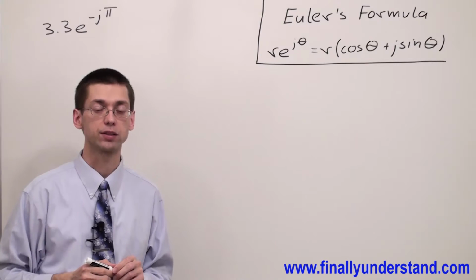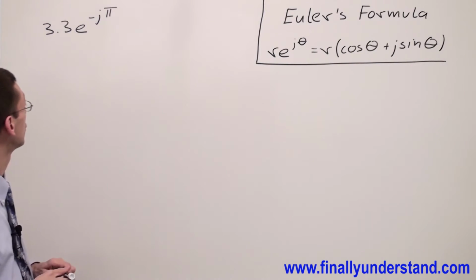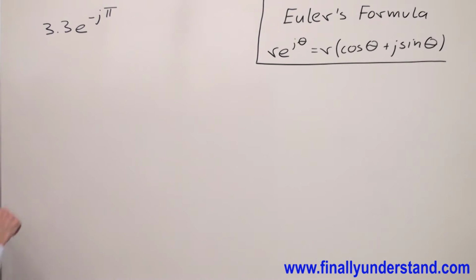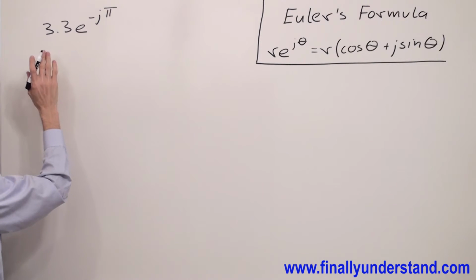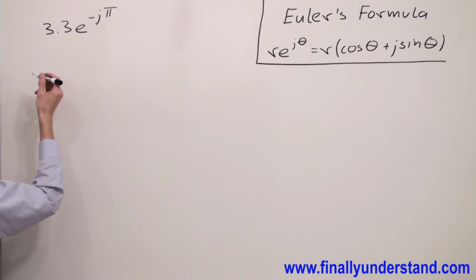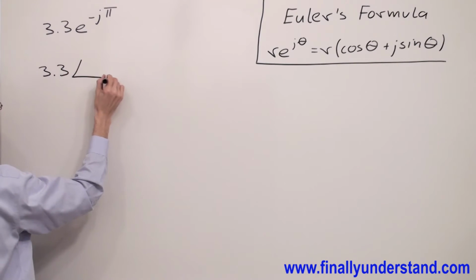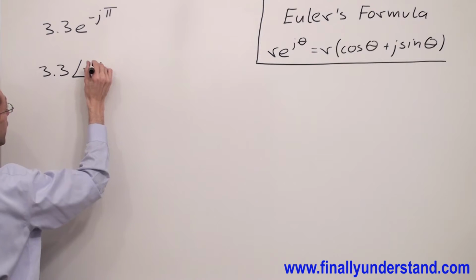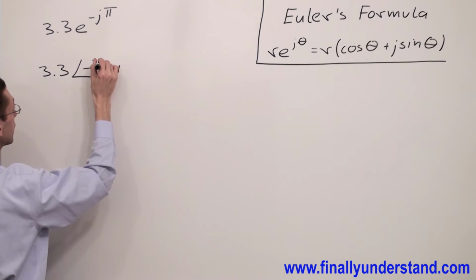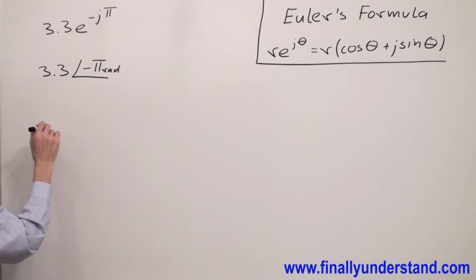Let's take a look at this example. We have another example of the complex number expressed in exponential form, and we're supposed to convert exponential form to polar form, trigonometric form, and rectangular form. 3.3 is the magnitude, so I have 3.3 and angle of negative pi radians. Okay, this is polar form with the angle expressed in radians.